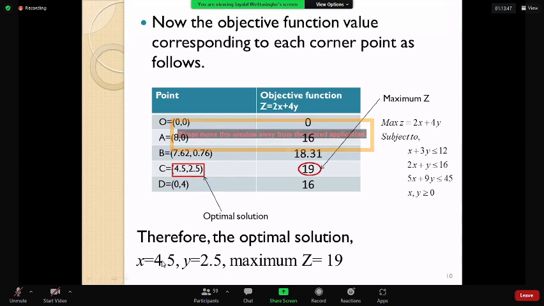For example, if you substitute x equal 4.5 and y equal 2.5 here, so you can check. Now check whether all the constraints are satisfied here or not.